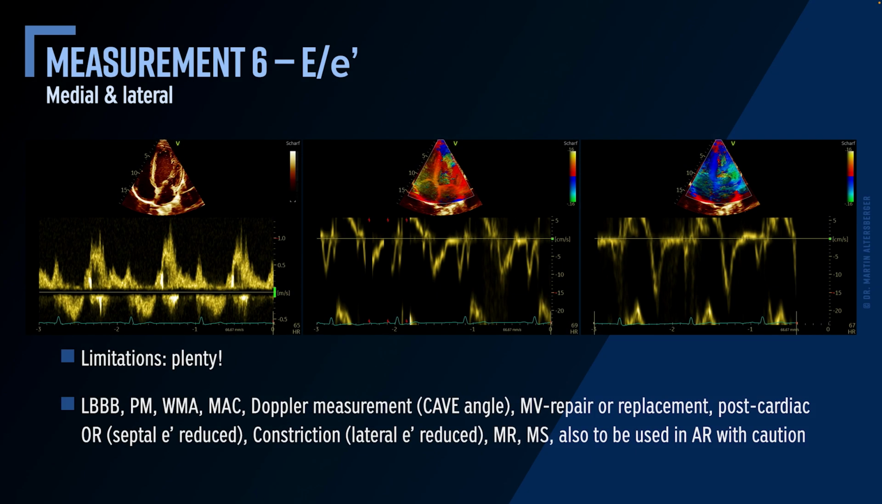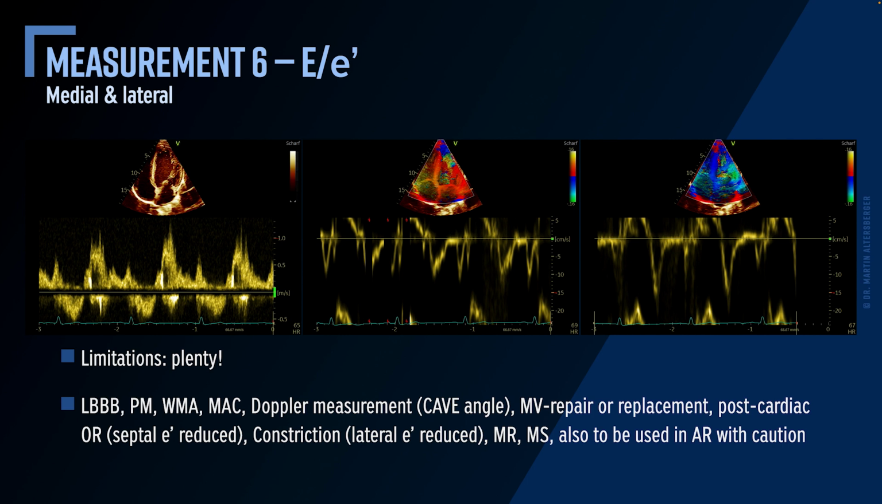With this measurement, we also have to discuss limitations. There are also plenty of limitations. For example, left bundle branch block, pacemaker, if you have a wall motion abnormality in the lateral regions, in the septal regions of the heart, if you have significant mitral annular calcification, it is still a Doppler measurement. So all the Doppler measurements are angle dependent. If you have a mitral valve repair or replacement post cardiac surgery, the septal E prime can also be reduced. So we are not sure what we actually can measure there.